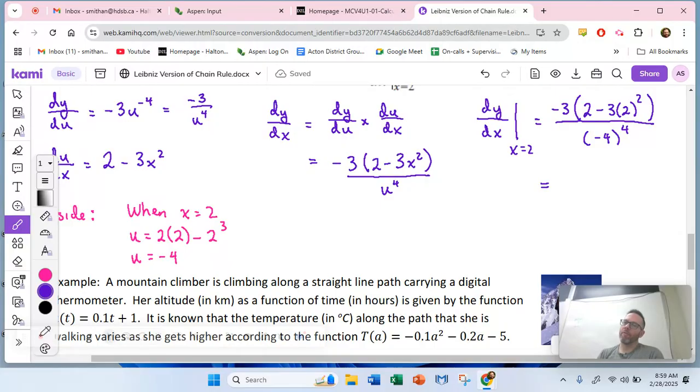We could probably just do the top and bottom separately. Minus 4 to the power of 4, I can do that this morning: 256. The top. Can I do the top? Yeah, we can do the top.